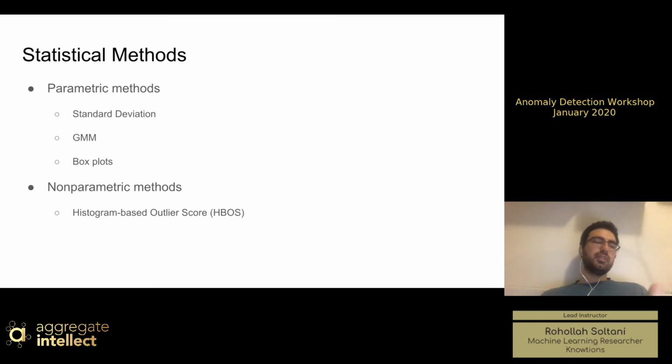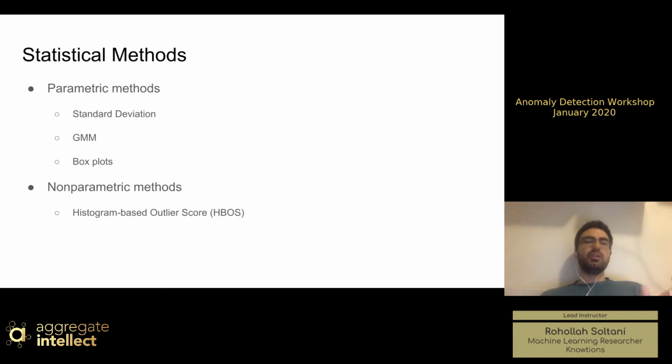Parametric methods assume that the normal data objects are generated by a parametric distribution with some parameters. And in the non-parametric one, we just try to model the normal data using the actual data itself. So it won't have that much of a prior assumption. That's why non-parametric methods often make fewer assumptions about the data, and that's why they are applicable in more scenarios.